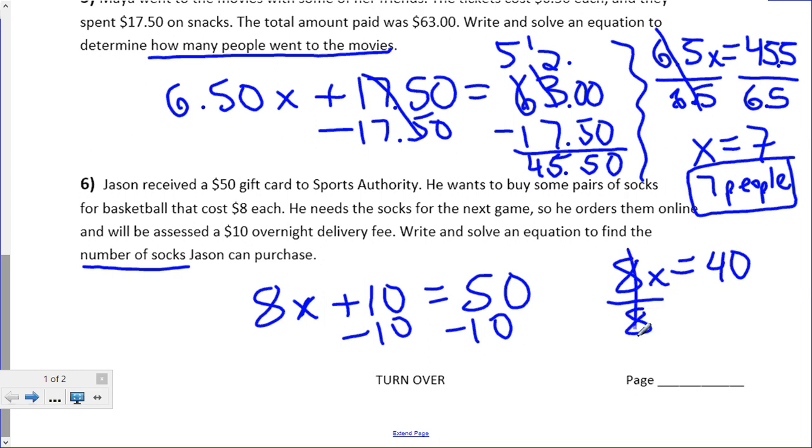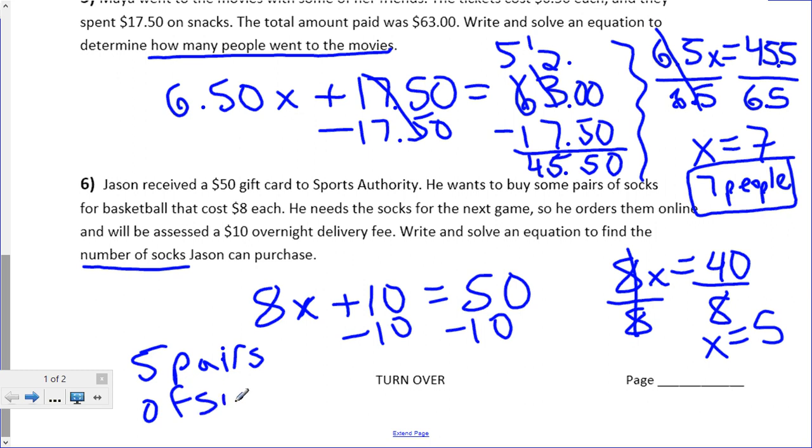Divide by 8. Divide by 8. So x equals 5. So what this means is he bought 5 pairs of socks. Each one cost $8, so it's $40. And then he also had to pay a $10 overnight fee.